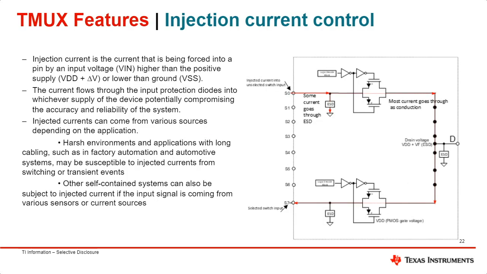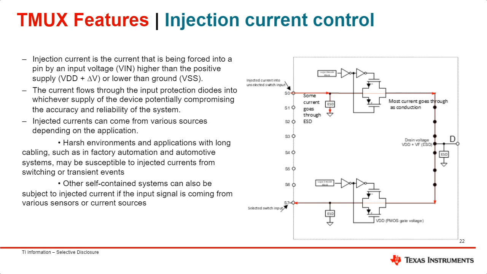Another feature is injection current control. As you can see in the diagram, S7, the one with the arrow, is the selected pin, meaning we are inputting a wanted signal on pin S7 to go through to the drain pin. But we're having an injected current event on the S0 pin. If you do not have an injection current control feature in your device and an injection current event occurs, that current will pass through S0, down to the drain pin, and back to S7, basically causing errors in your output signal, distortion and so on.